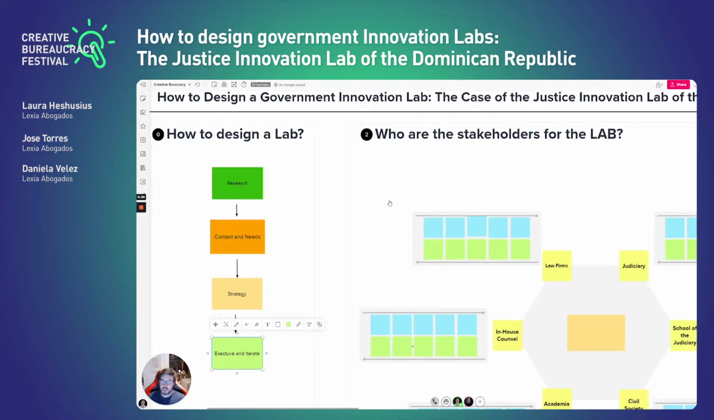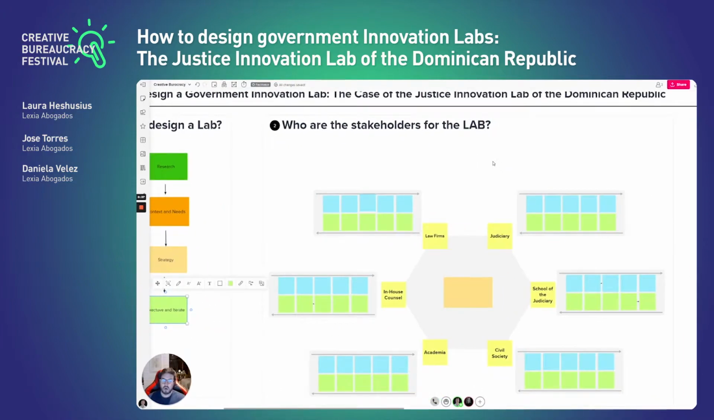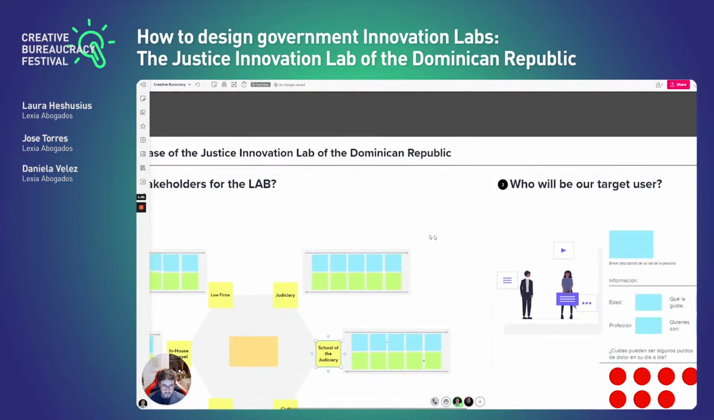So we started with research, from looking at government innovation labs all over the world and also context in the Dominican Republic. Who were going to be the stakeholders for the lab? It had to be all of the legal profession. It had to be law firms and lawyers, in-house counsel, academia, civil society, and making sure that we could put the citizen at the center. We wanted to do user-centered justice, the judiciary, and the school of the judiciary. Those were the stakeholders for whom we had to design, plus the worldwide research that we did.